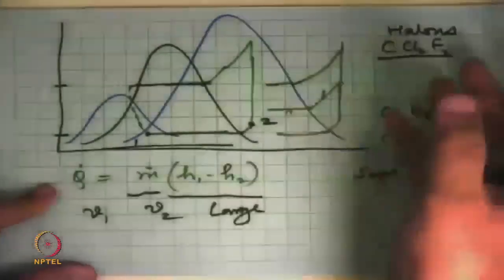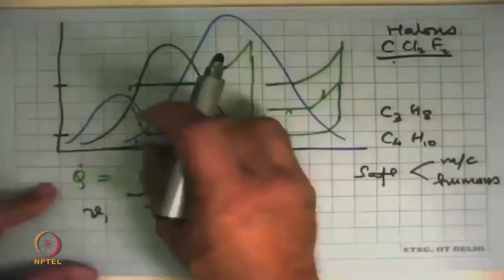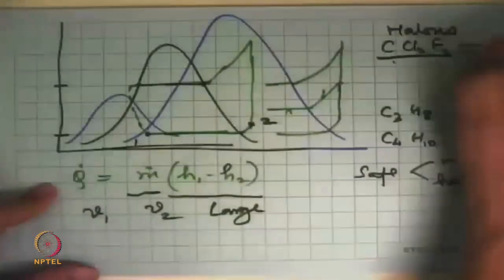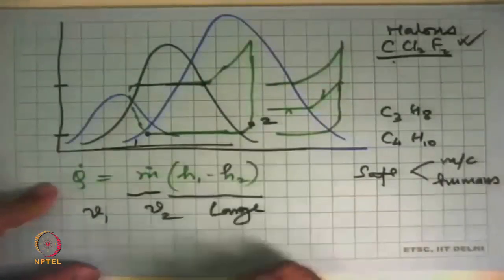And so they became very, very popular. They had very nice thermodynamic properties, and the specific volume increase was also not very large. So they were great chemicals of the Industrial Revolution.